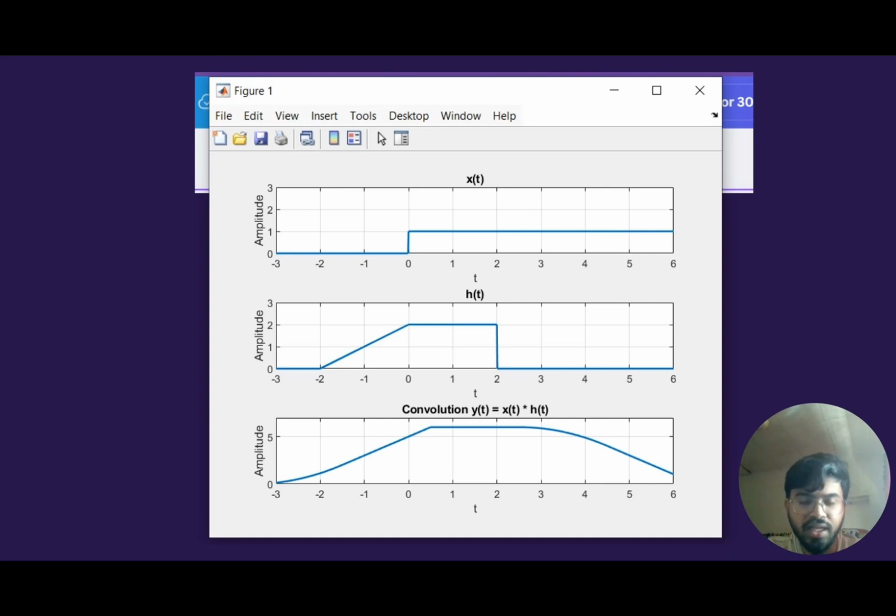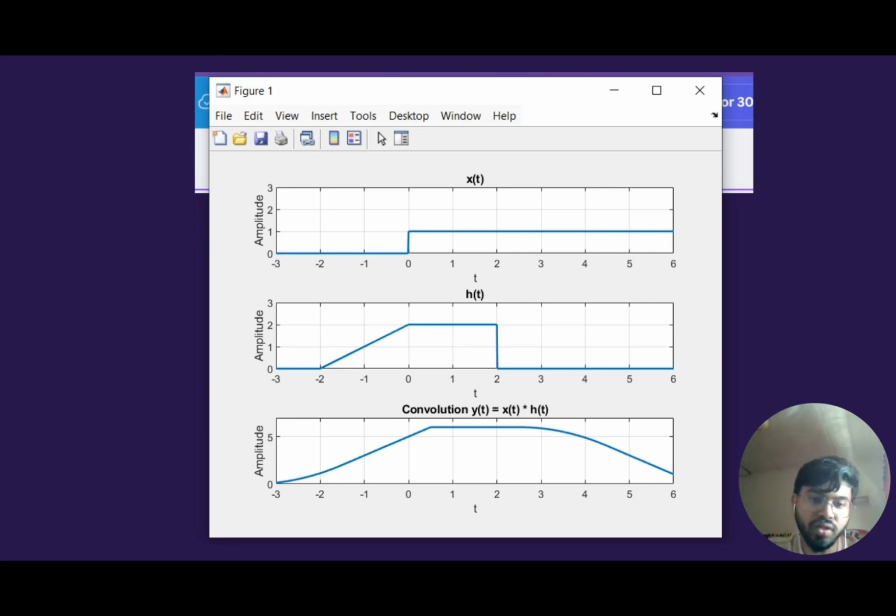In this slide, we will discuss the plots generated by the MATLAB code. The top plot is x(t), a unit step function starting at t equal to 0, and the middle plot is h(t), which consists of a ramp increasing linearly from -2 to 0, and then a constant value of 2 from 0 to 2, and then 0 outside this range.